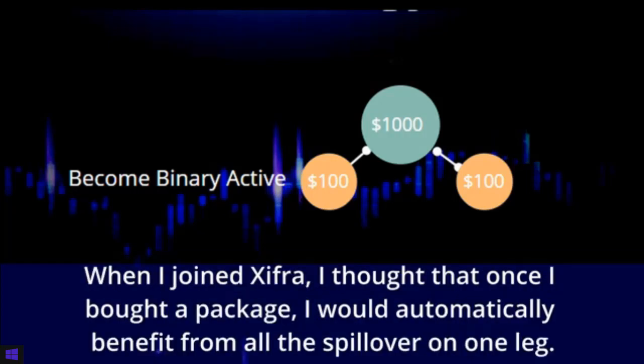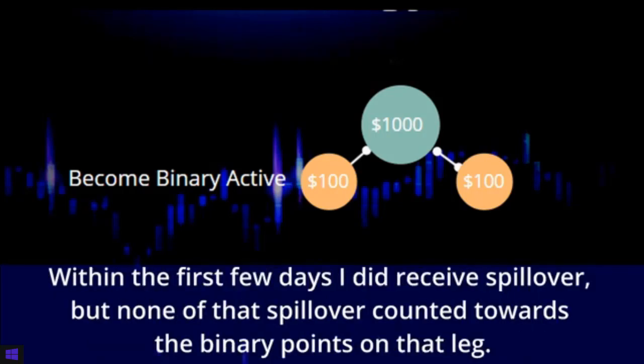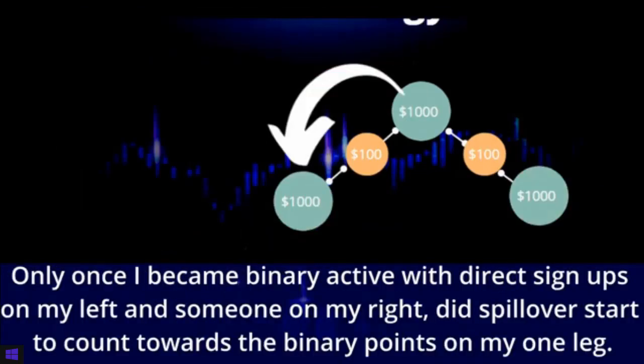When I joined Xifra, I thought that once I bought a package, I would automatically benefit from all the spillover on one leg. Within the first few days, I did receive spillover, but none of that spillover counted towards the binary points on that leg. Only once I became binary active with direct sign-ups on my left and someone on my right did spillover start to count towards the binary points on my one leg.